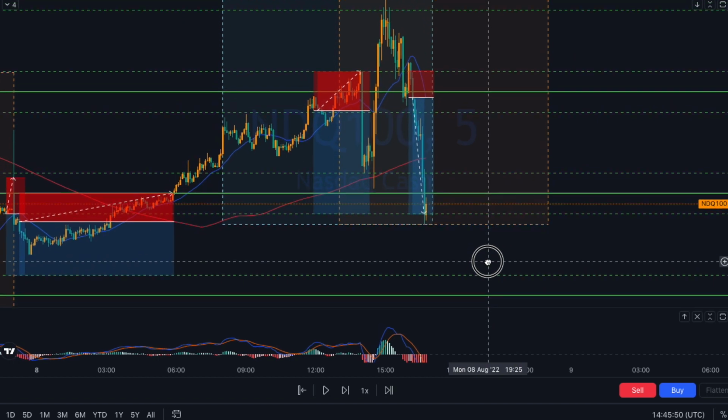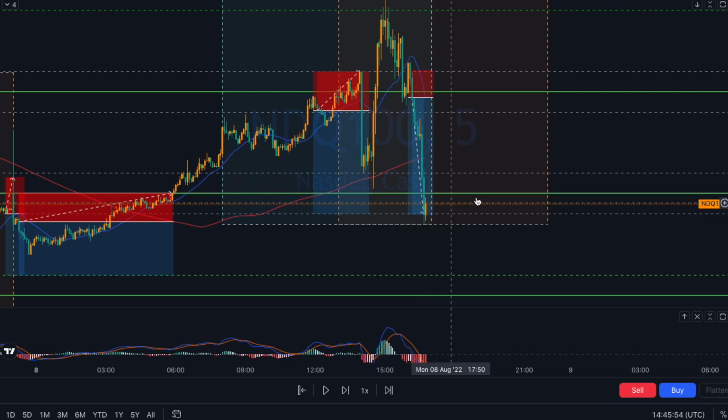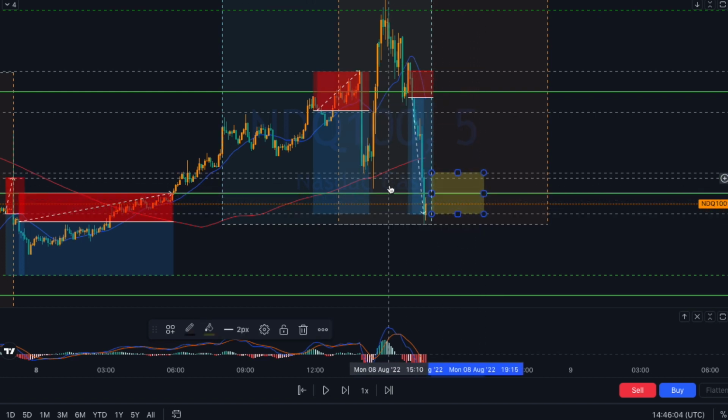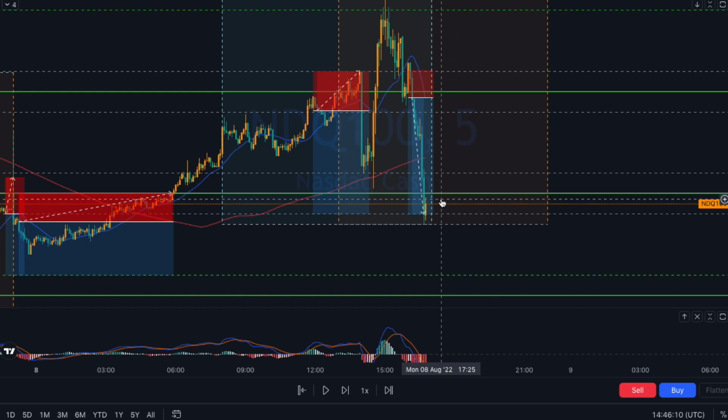Okay, so let's see what happens in this zone, because now we're in another zone as well. This is this zone right here. I'm just going to draw it out so at least it pops for you guys to see. So this is another zone that we're in right now. As you can see, we're between it. So now I need to see what price is going to do at this zone.